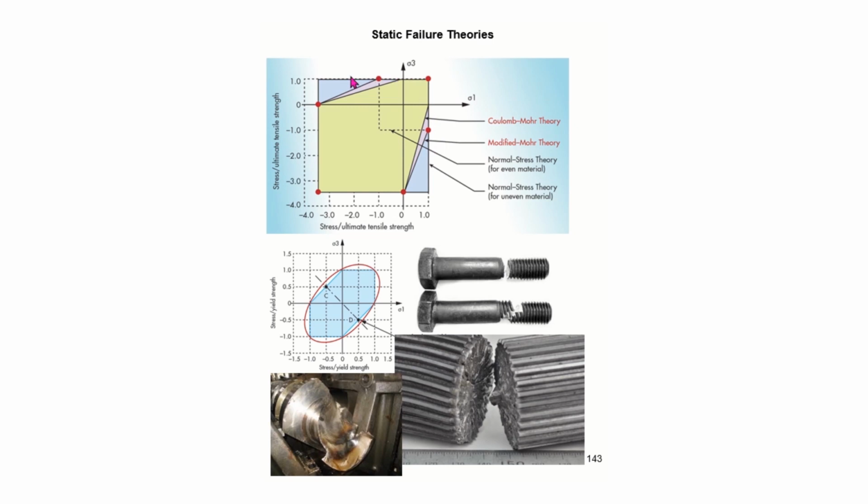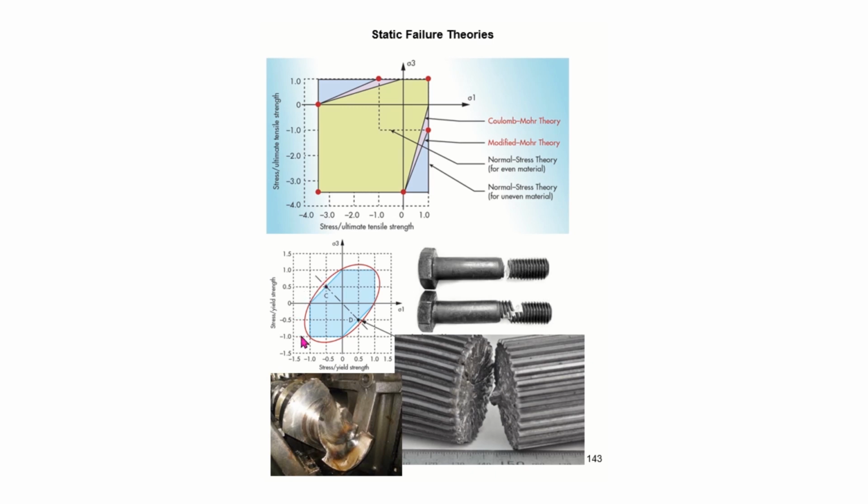Oftentimes, we'll plot the failure theory, as shown here in this plot and this plot here. In this plot, we show several failure theories used for brittle materials as well as materials that have unequal ultimate shear, tensile strengths and compressive strengths. The idea of these plots is that if you plot the stress state and you're inside the envelope, you're safe and the material will not fail. If you plot the stress state and you're outside the envelope, you will fail.